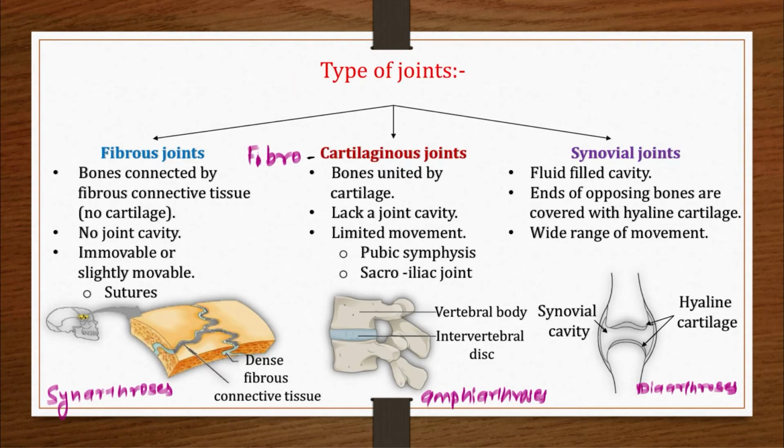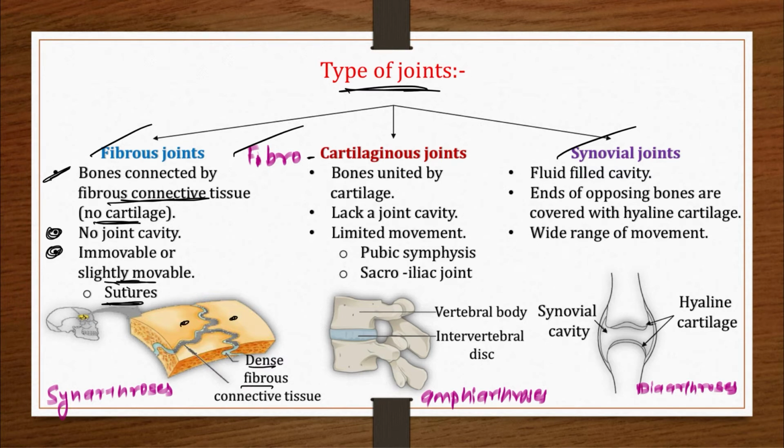After cartilage and bones, let's talk about the joints. We have fibrous joints, fibrocartilaginous joints, and synovial joints. When we talk about the fibrous joints, here the bones are connected by fibrous connective tissue, but no cartilage, right? Also there is no joint cavity, and they are immovable or slightly movable, such as sutures. Here are two bones connected by dense fibrous connective tissue, which is why they're known as synarthrosis. Syn means same, arthrosis means joint, same joint, right?